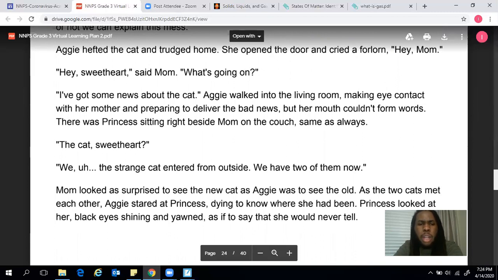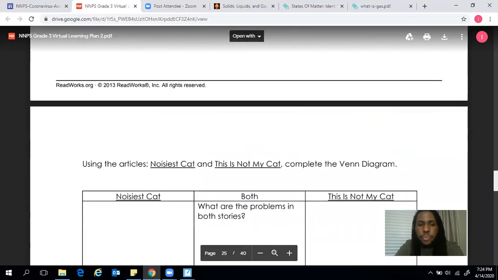"The cat, sweetheart?" "We, uh, the strange cat entered from outside. We have two of them now." Mom looked as surprised to see the new cat as Aggie was to see the old. As the two cats met each other, Aggie stared at Princess, dying to know where she had been. Princess looked at her, black eyes shining in a yawn, as if to say she would never tell.